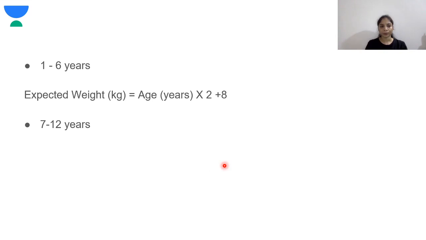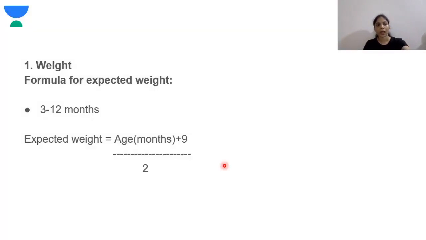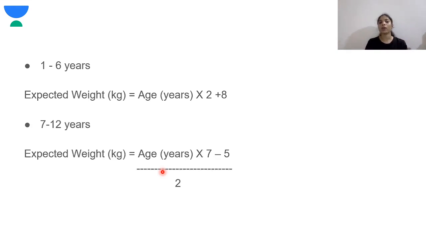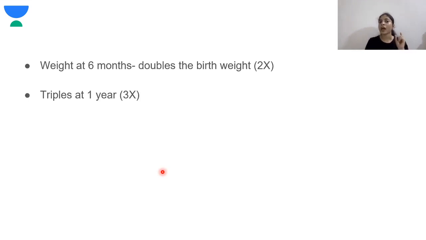These are very simple. So now to recap: for 3 to 12 months, the expected weight is (age in months plus 9) by 2. For 1 to 6 years, age into 2 plus 8. For a 7 to 12-year-old, it is (age in years into 7 minus 5) divided by 2. For a 6-month-old child, the birth weight doubles, and for a 1-year-old child, the birth weight triples.